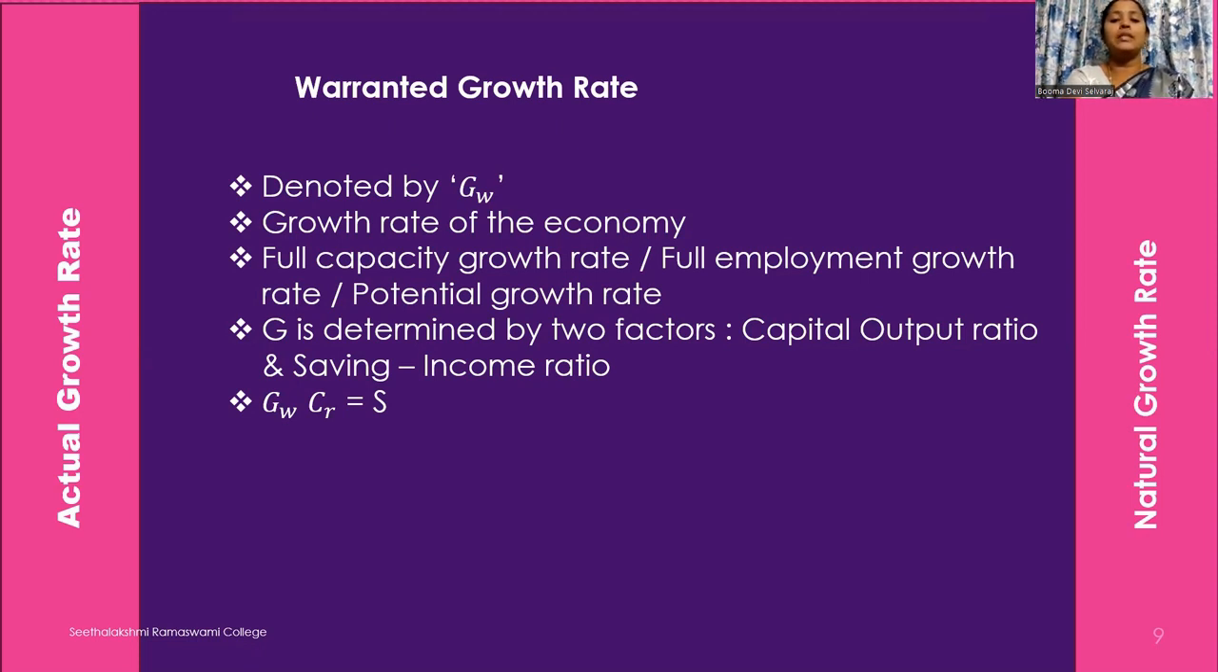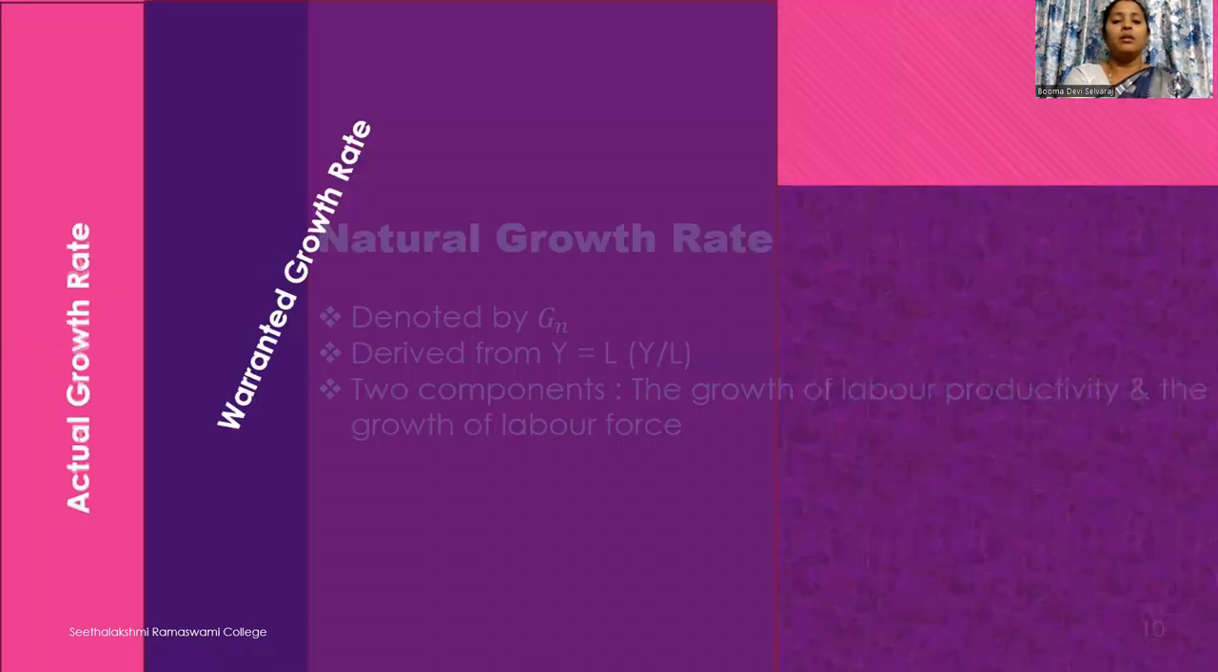The relationship between these can be written as GW CR equals S. That is, GW refers to the warranted growth rate, CR refers to the amount of capital required for maintaining the warranted growth rate, and S denotes the savings income ratio. The economy would be in stable growth when G equals GW and C equals CR. The actual growth rate must be equal to the warranted growth rate. The actual investment must be equal to the expected investment if an economy is to achieve stable growth. Next, we have the natural growth rate.